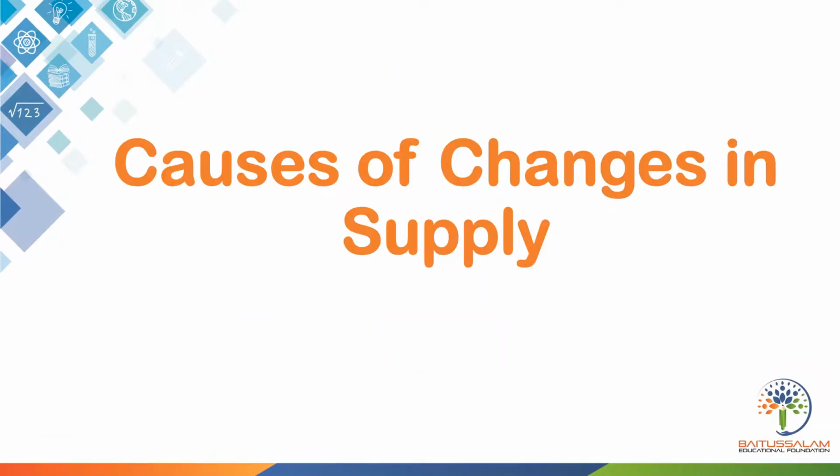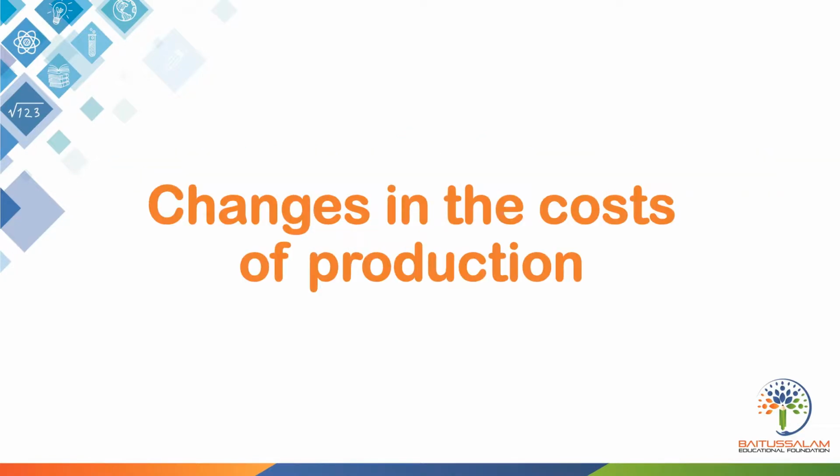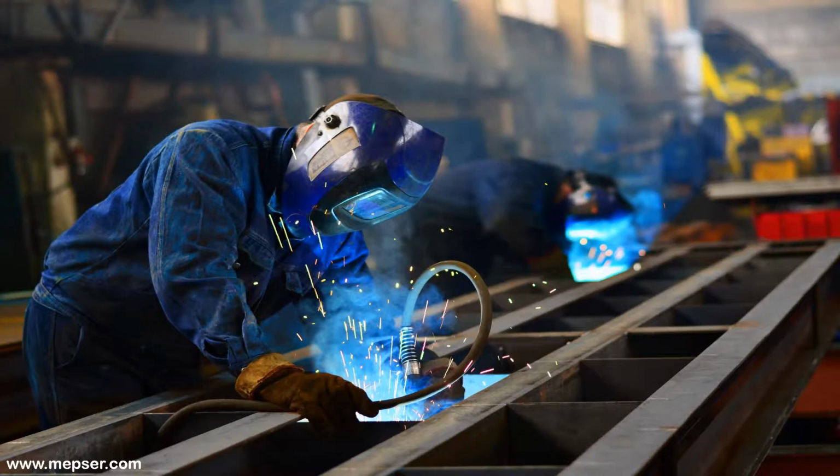Causes of changes in supply. Among the factors that can cause a change in supply are changes in the costs of production. If it costs more to produce a product, suppliers will want a higher price for it.